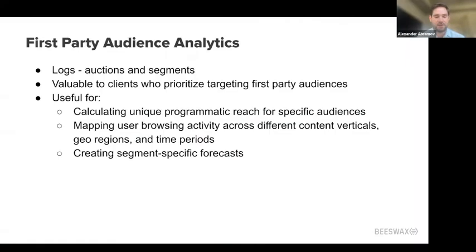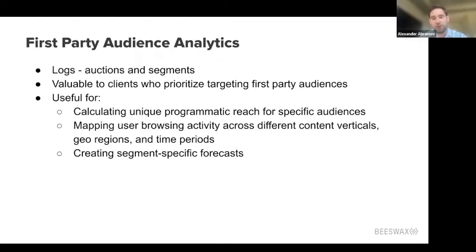So first, let's start with first-party audience analytics. This use case is powered by a combination of auction and segment logs, and is valuable to clients who prioritize targeting first-party data audiences. It's useful for things like calculating unique programmatic reach for specific audiences, i.e., if you're trying to understand the total percentage of users that you can reach through Beeswax across a list of targeted segments, combining auction and segment logs enables you to do exactly that.